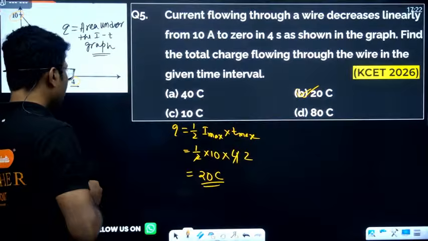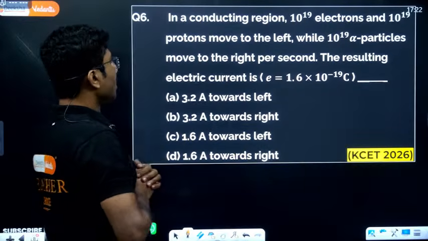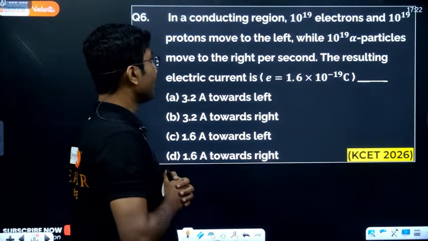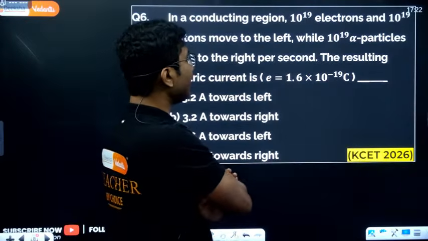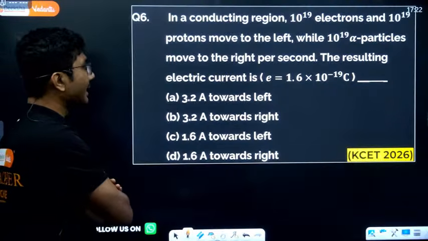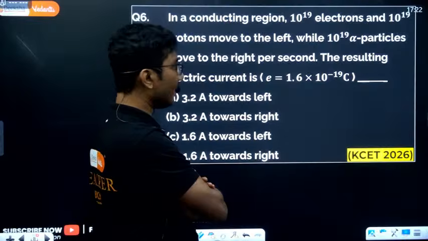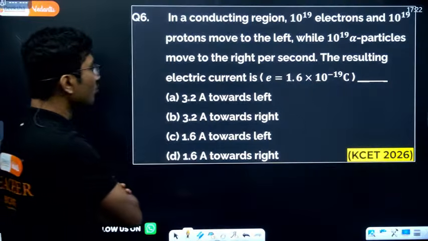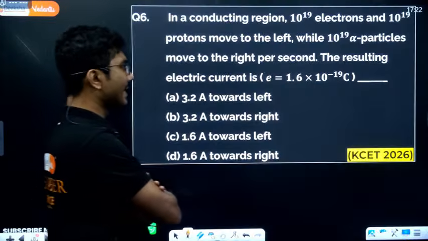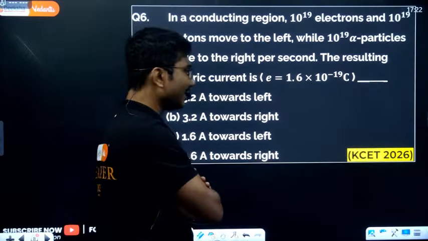Now this is also a very interesting question. A conducting region has 10 to the power 19 electrons and 10 to the power 19 protons moving to the left, while 10 to the power 19 alpha particles move to the right per second. The resulting electric current is?